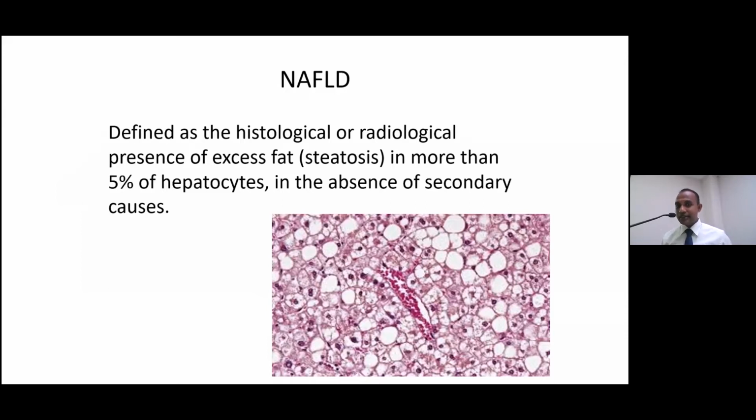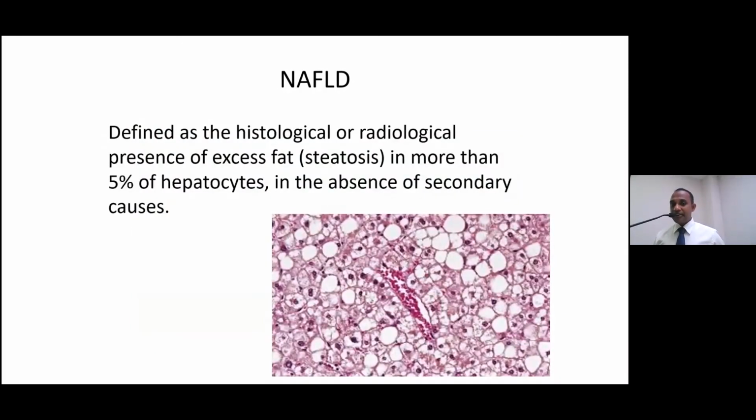So it's defined as a histological and radiological presence of excess fat, what we call steatosis, in more than 5% of the hepatocytes in the absence of secondary causes. So this figure of 5% of the hepatocytes being involved with fat is important. And the secondary causes we have to exclude are alcohol and certain drugs like valproic acid, methotrexate, things like that, viral illnesses and certain metabolic conditions like polycystic ovarian syndrome. So you have to exclude all this to arrive at this diagnosis. But this is the definition which is important.